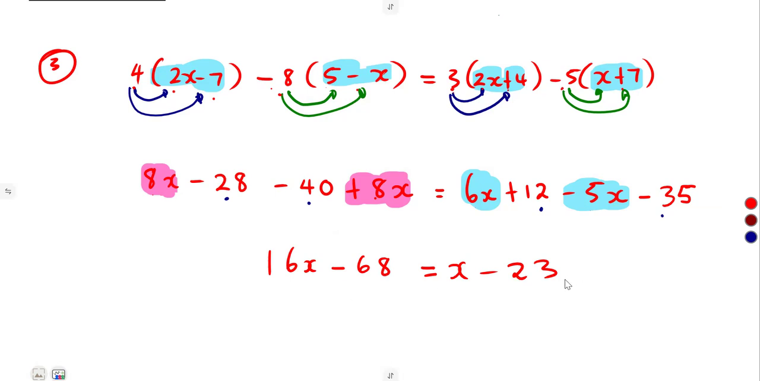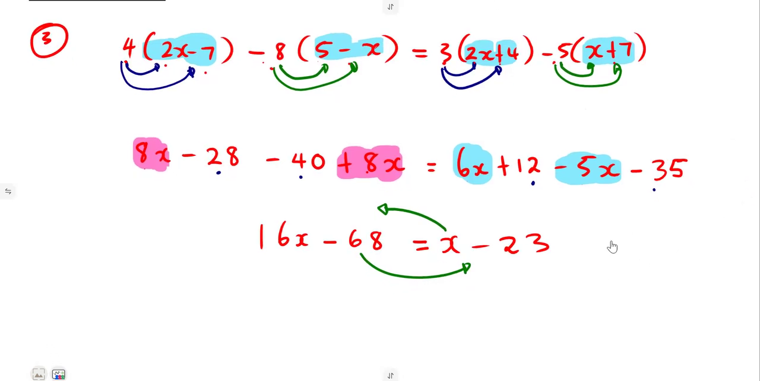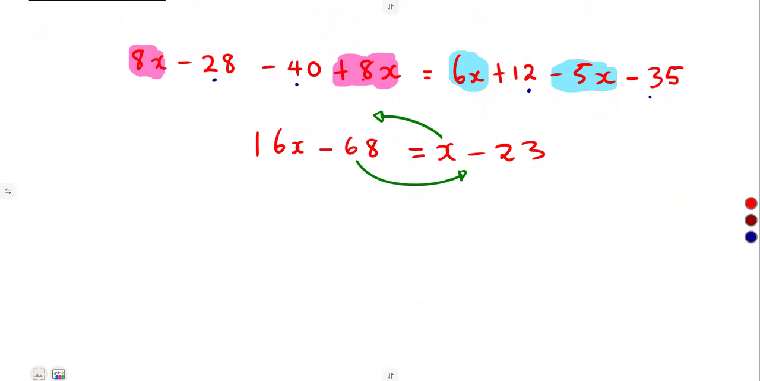At this stage, you look into your equation and see how many terms we have that have got x. As you can see, there are two terms, one on the left, another one on the right. So collect the like terms. We're going to take the x to the other side of the equation. The minus 68 and the 23 there, those are constants. So take them to the other side of the equation so that you can solve for x.